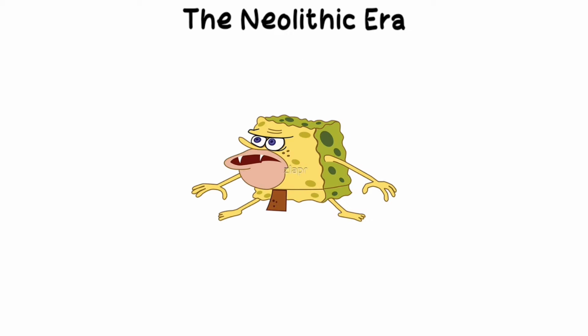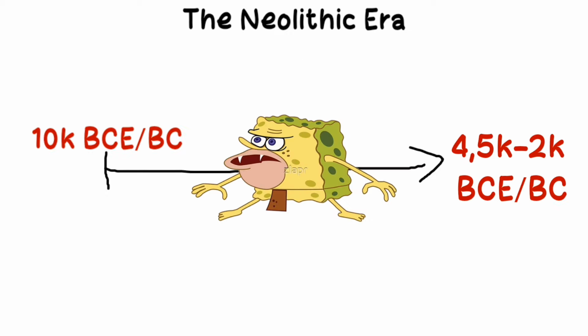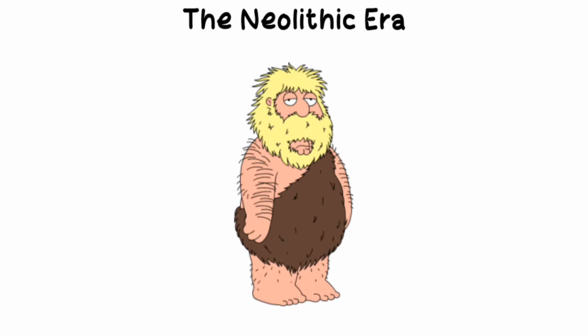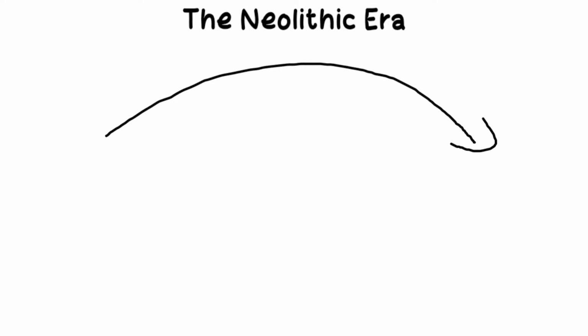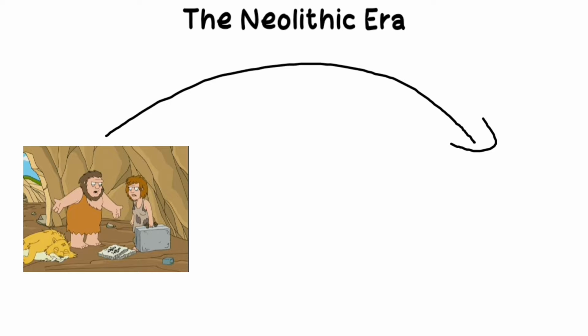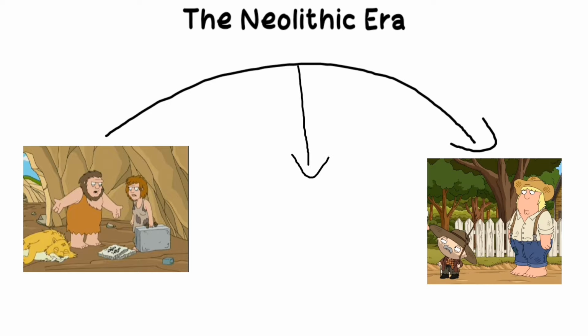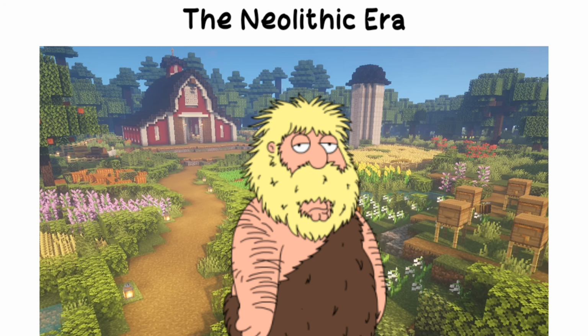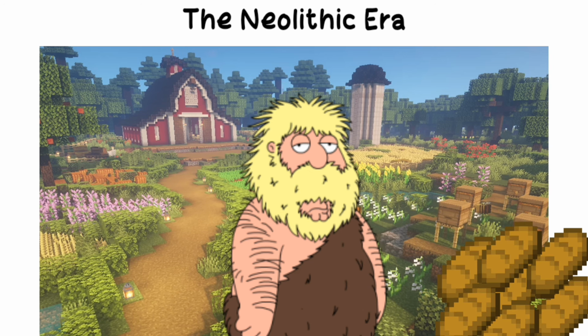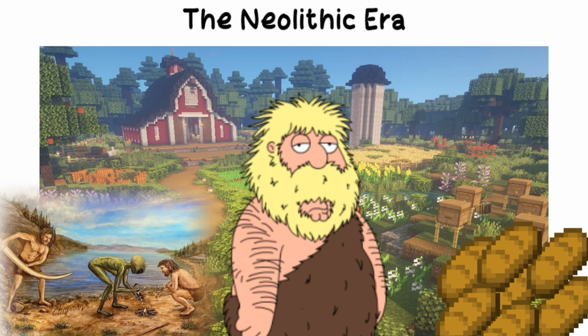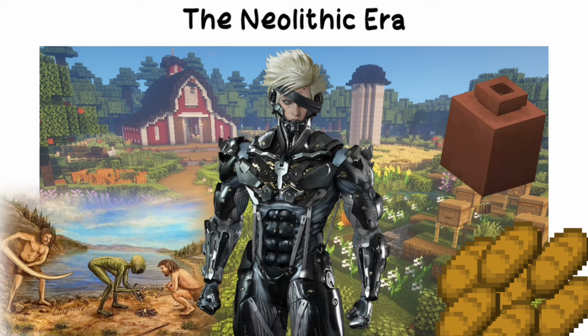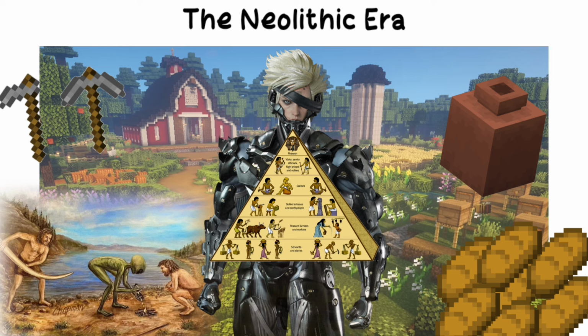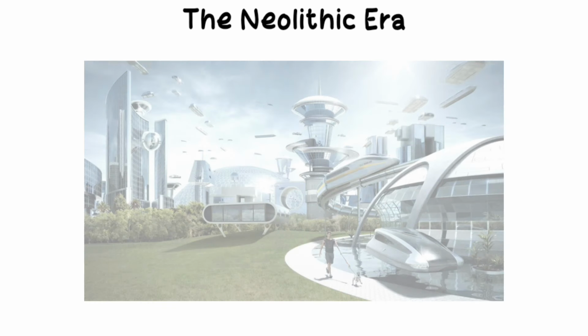The Neolithic Era. The Neolithic Era, spanning from around 10,000 BCE to between 4,500 and 2,000 BCE, was a transformative period in human history. It marked the transition from nomadic hunter-gatherer societies to settled agricultural communities enabled by the domestication of plants and animals. This agricultural revolution led to stable food supplies, permanent settlements, technological advancements like pottery and new tools, and the emergence of social hierarchies and monumental architecture, laying the groundwork for modern civilization.